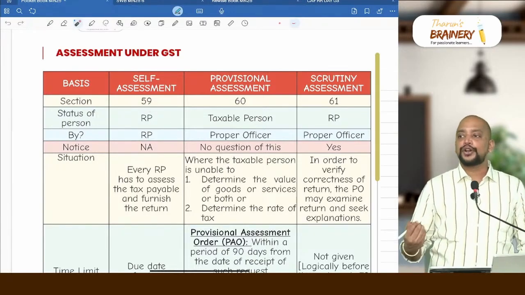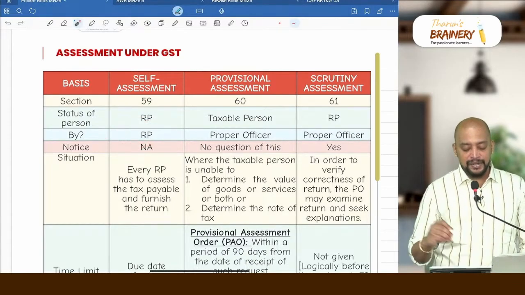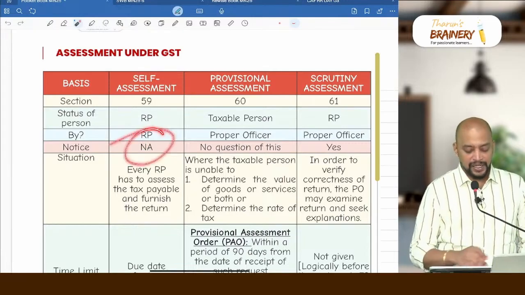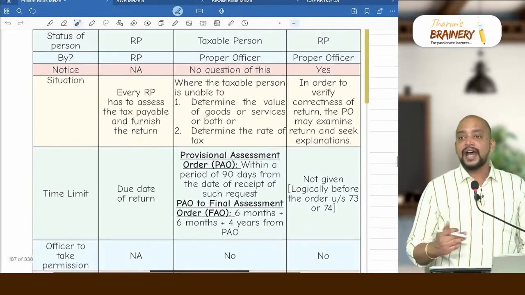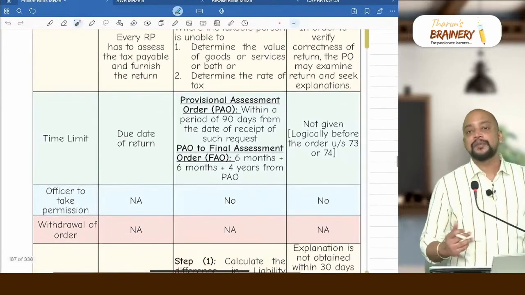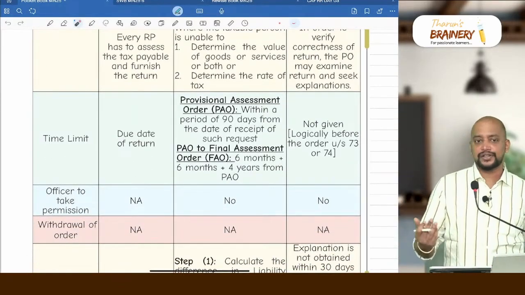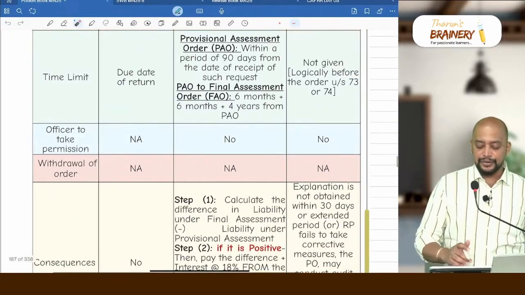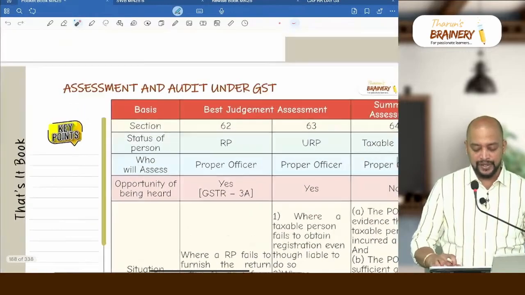He will only compute how much tax he needs to pay and file it in the returns. So it will be done by the registered person. Notice not applicable. Situation: every registered person has to assess the tax payable and furnish the return. What is the time limit? Due date of return, that is usually the due date of 3B, that is 20th of next month. And officer to take permission not applicable, withdrawal of order not applicable, there is no consequences.